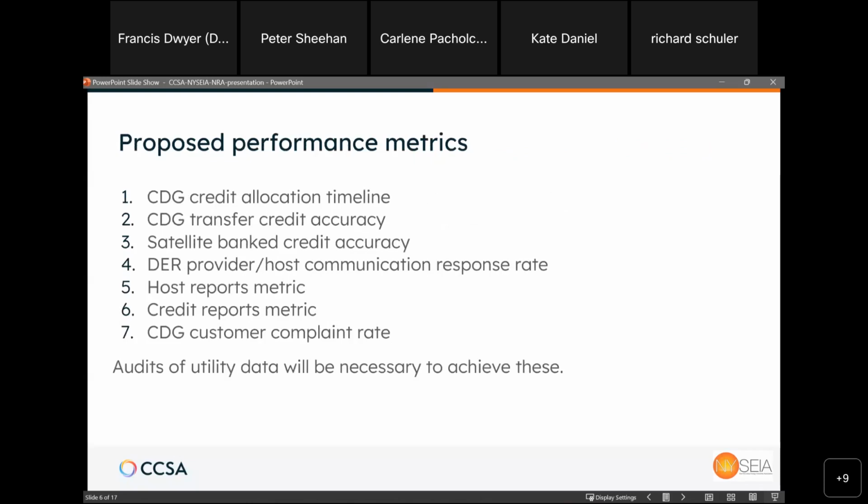We'll go over a set of 7 proposed metrics today, including CDG credit allocation timelines, CDG transfer credit accuracy, the accuracy of satellite bank credits, communication response rates to DER providers or hosts, host reporting, credit reporting, and CDG customer complaint rate. And again, given the importance of having accurate data to assess these metrics, we expect that audits of utility data would be necessary to achieve these.